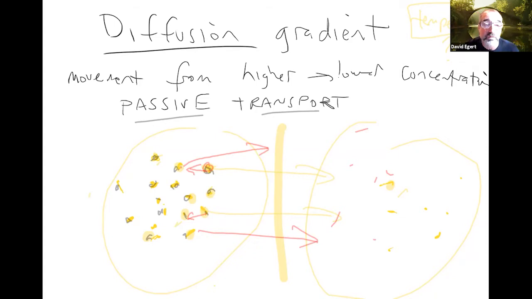This is not an equilibrium. Like most of the stuff you've learned about in chemistry, most of the stuff we're going to talk about when we talk about the actual chemical reactions, we're going to talk about equilibriums. But this is obviously not an equilibrium. Things are imbalanced, and that's why they're moving.